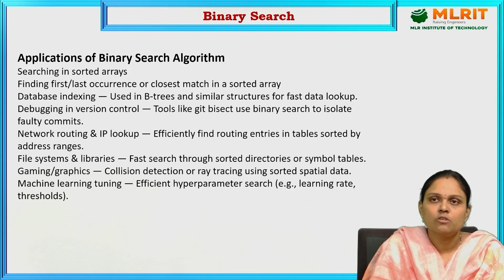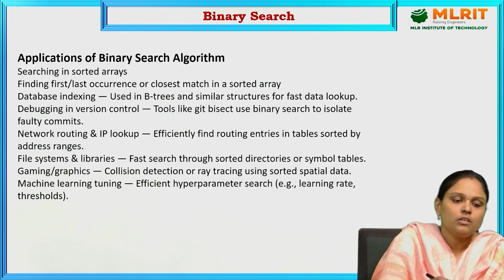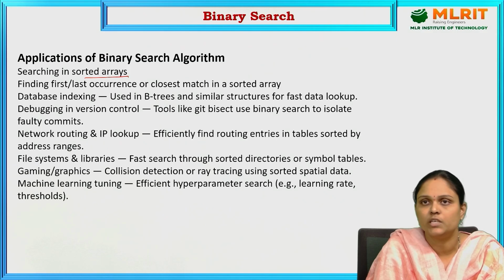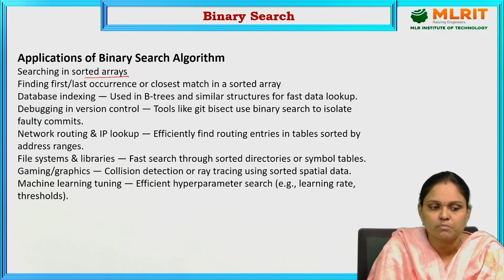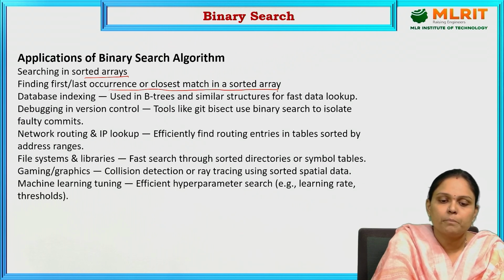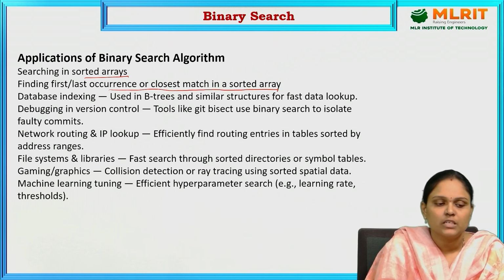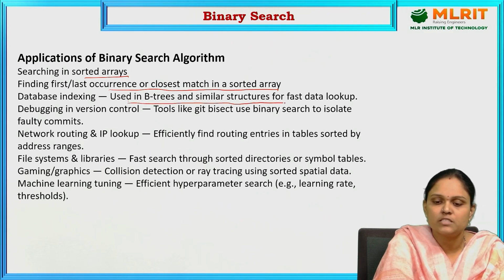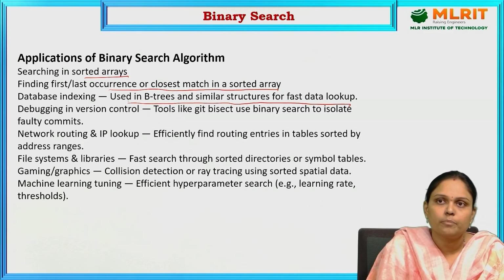So, applications of binary search. Searching in only sorted arrays. We can search an element only in sorted arrays. If the elements are in an unsorted array, we cannot use this binary search concept. Also, finding the first and last occurrence or closest match in a sorted array. And database indexing, which uses a B tree and similar structures for fast data lookup.